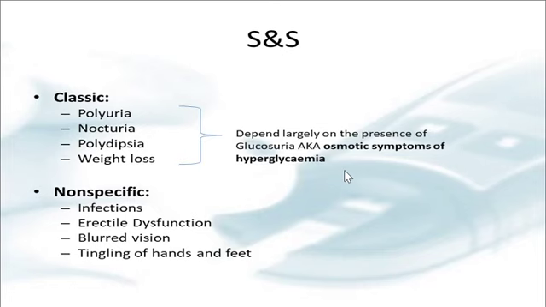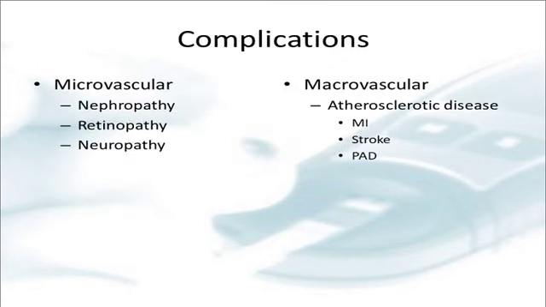Other non-specific symptoms include consistent infections, erectile dysfunction in men, blurred vision, and tingling of the hands and feet. Genitourinary infections are another example, and vaginal infections are another example. Consistently getting these infections should raise a red flag in the practitioner's mind to suggest that the patient may have diabetes.